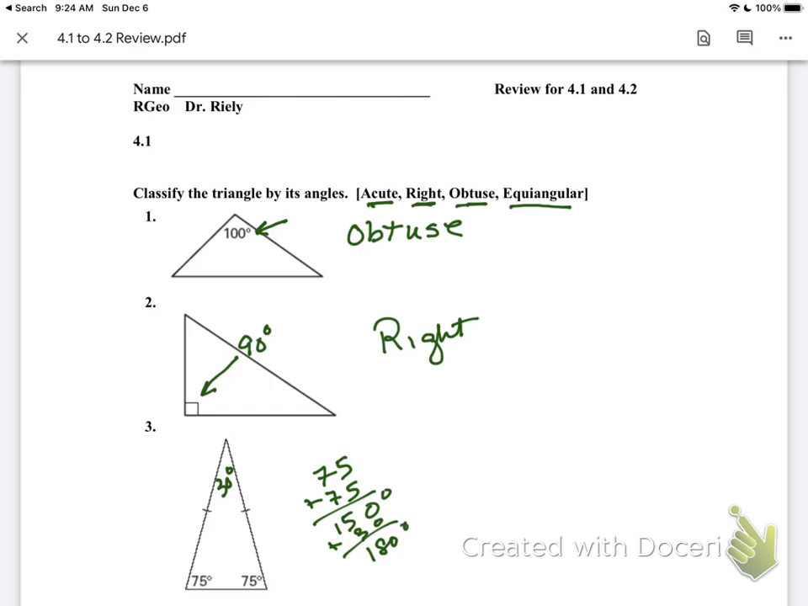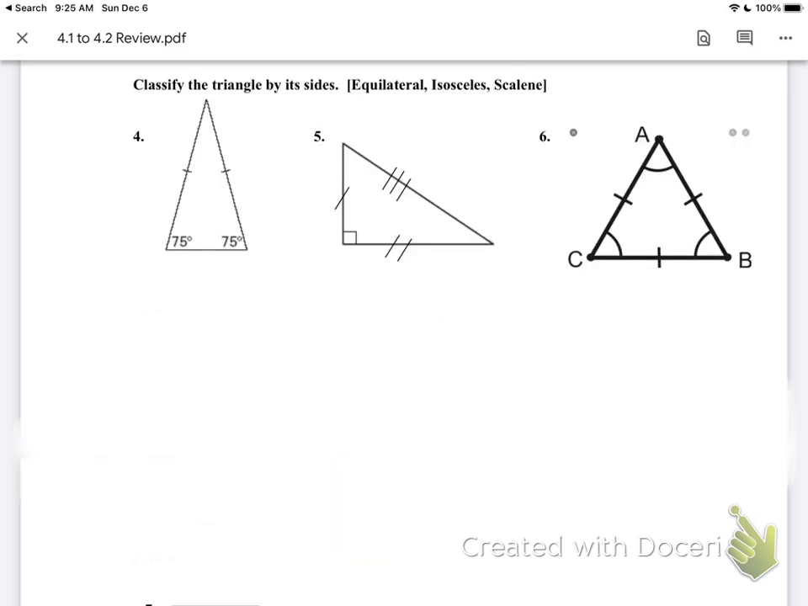So given the fact that now I know all three angles, I can classify this triangle as acute, because every single angle is less than 90. Therefore, to have a triangle be classified as acute, you have to have three acute angles, and we have that. Okay, let's go on to the next problems.